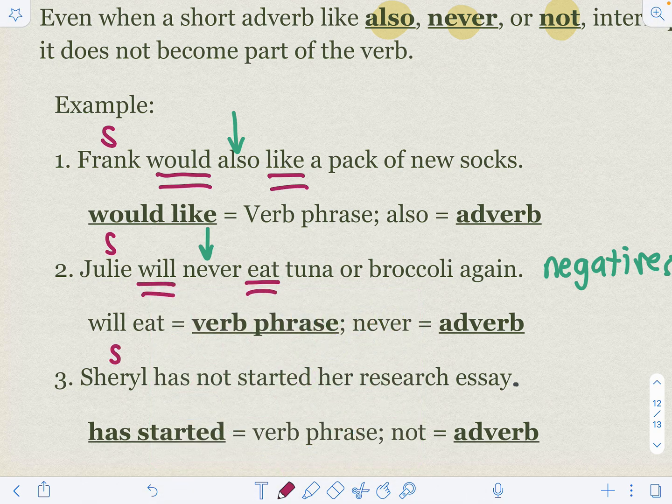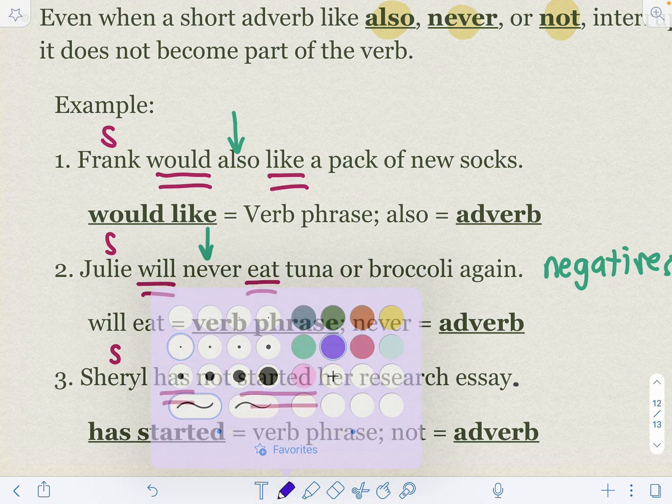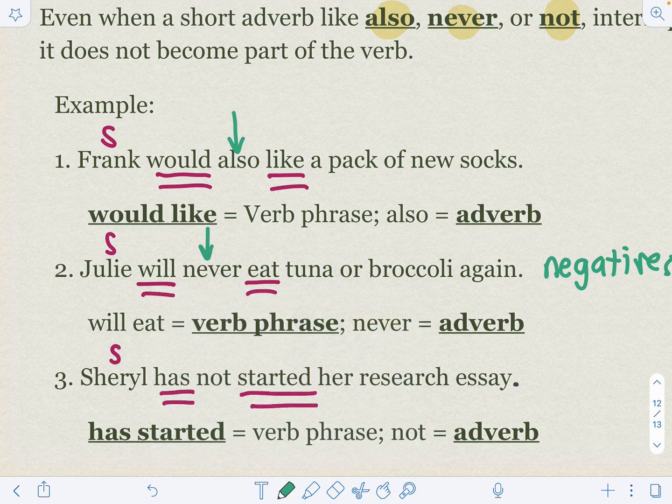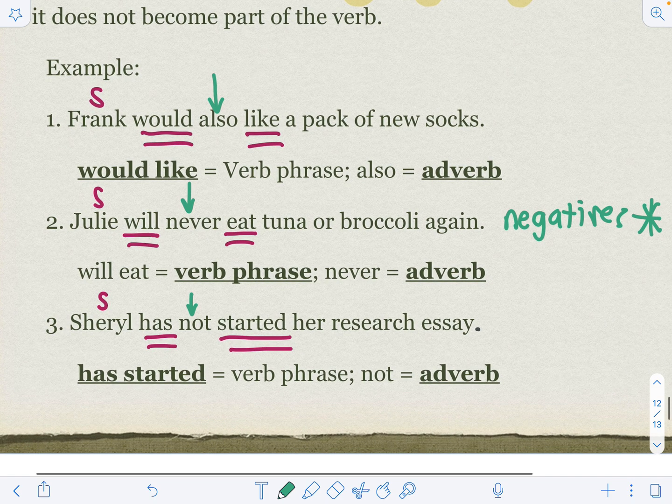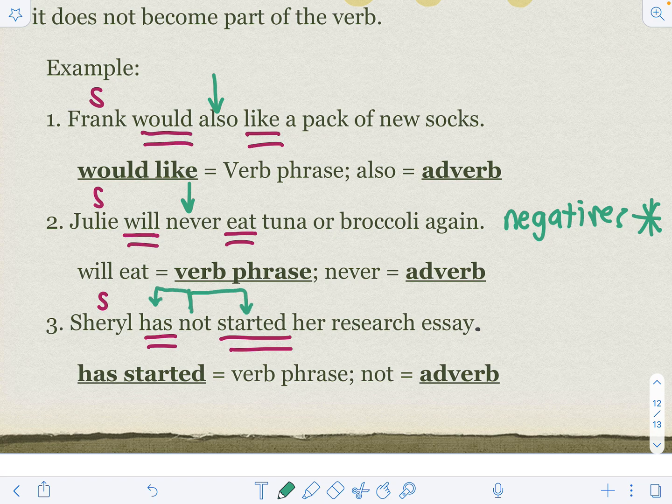Cheryl is my subject. Has started is my verb phrase. And my adverb, not, negative, okay, is modifying has started. So if you were diagramming it, I would draw the arrows like this. I should have done that from the beginning. Let me go in and clarify that. So the arrows are modifying both parts of the verb to show that it does in fact modify both.